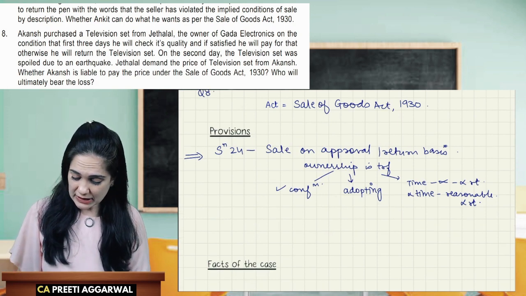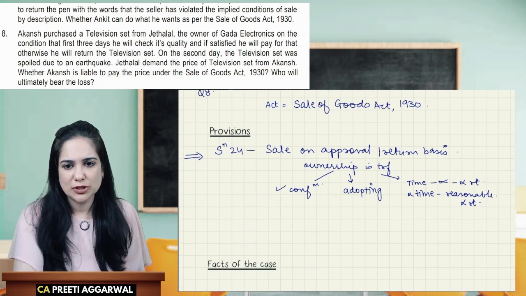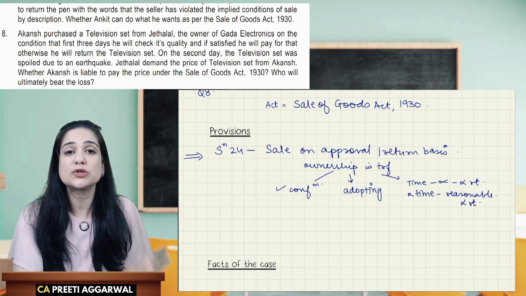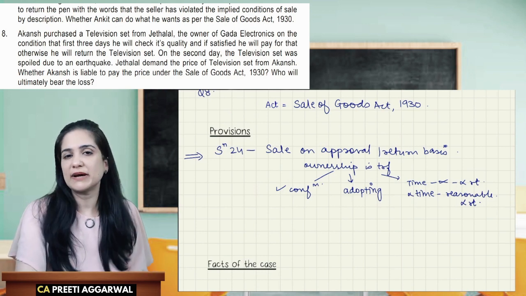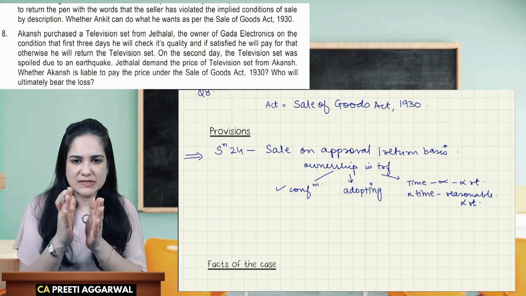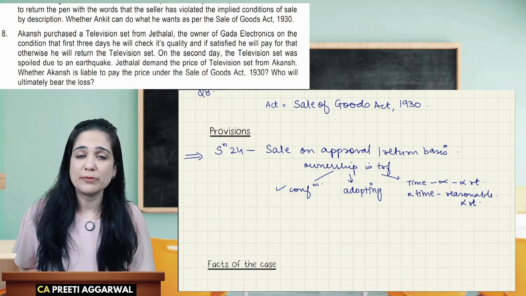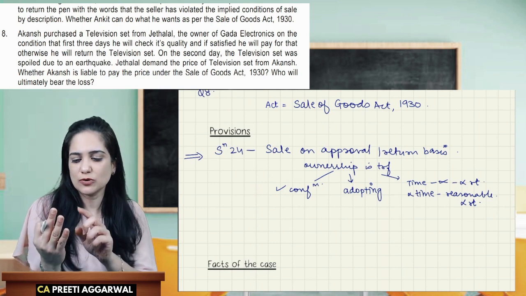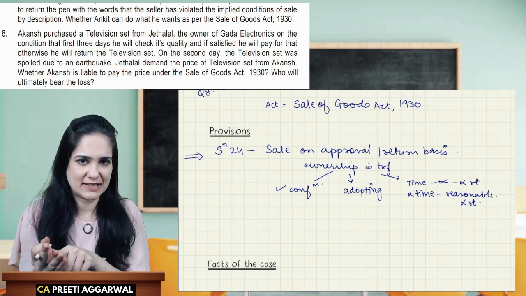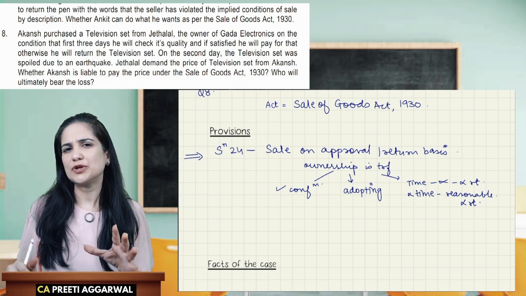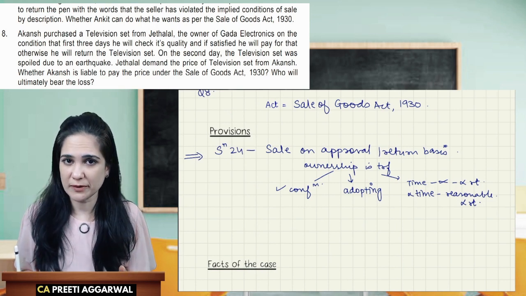Now, in this case, you have to also mention that the goods are destroyed in an earthquake. So who will bear the loss? Has Mr. Akash become the owner? No, he has not become the owner because he had 3 days time and the goods are destroyed on the second day itself. So can I say that we also need to mention something about destruction of subject matter?